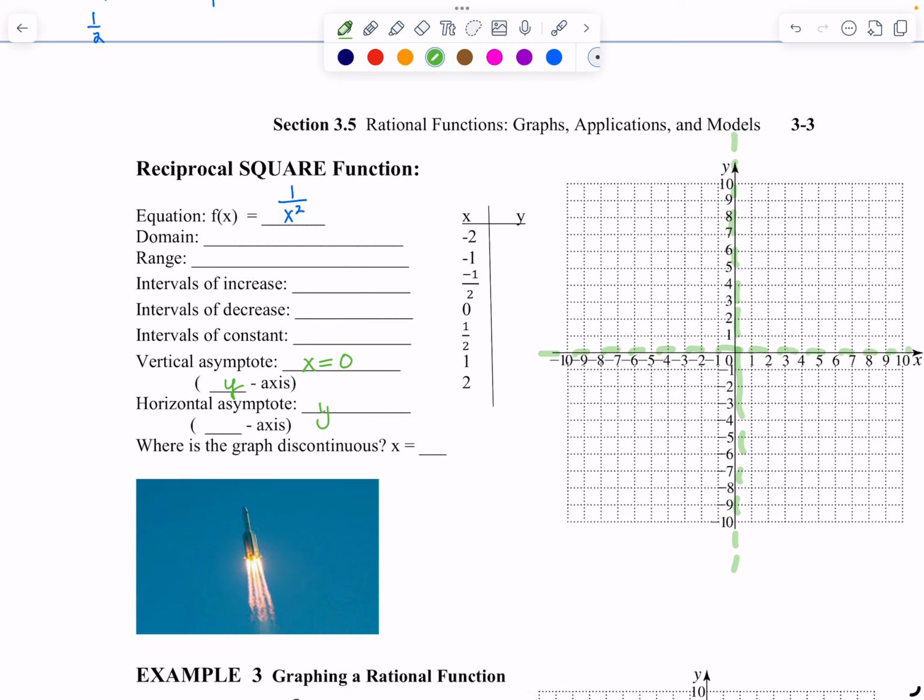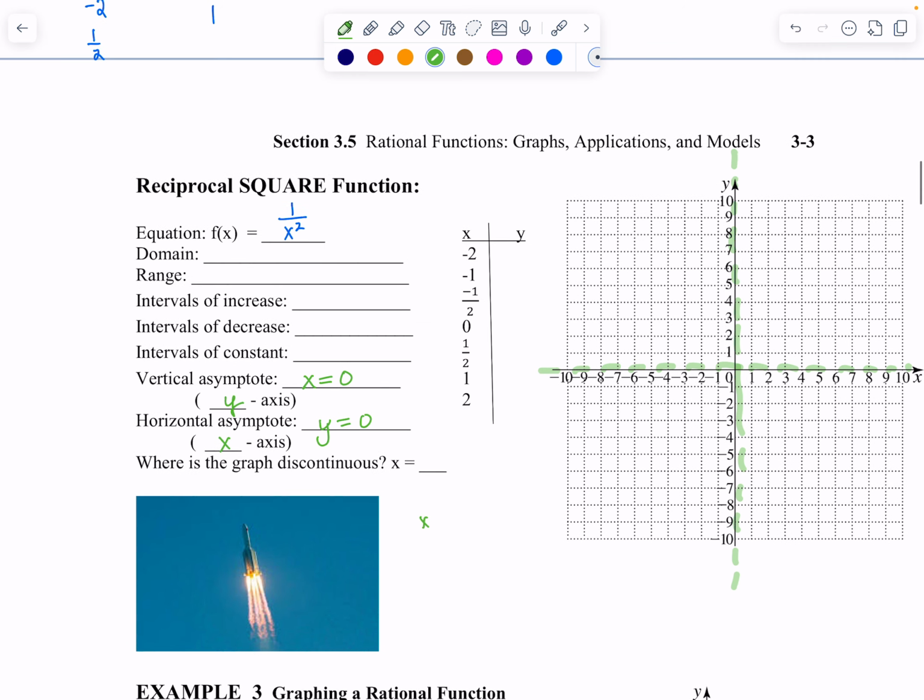Now I can just plug some numbers in. So if I put in x equals negative 2, let's plug that in. I get 1 over negative 2 squared. So that's going to be 1/4. Right? So at negative 2, I'm going to be at positive 1/4. So just barely above the asymptote.